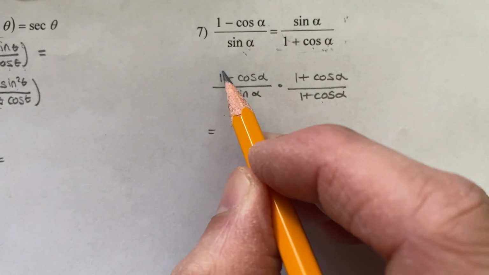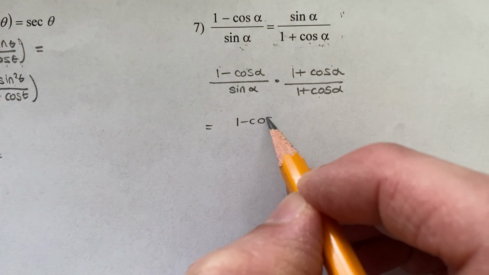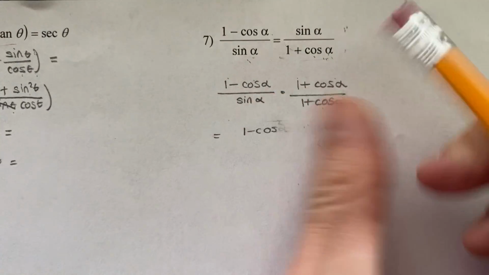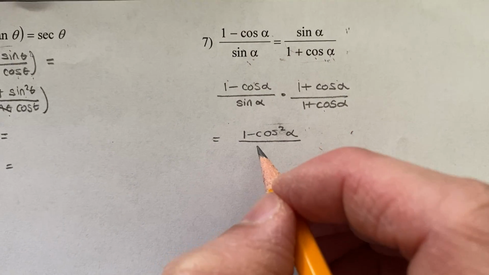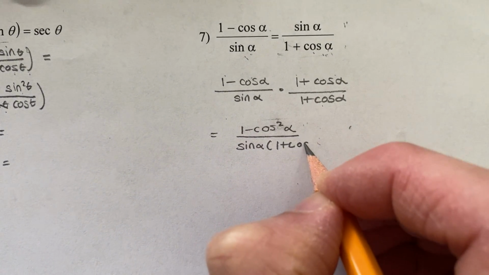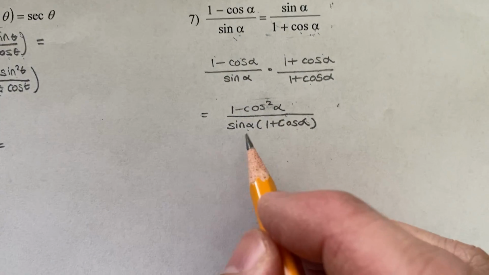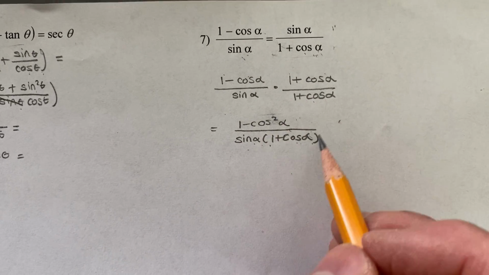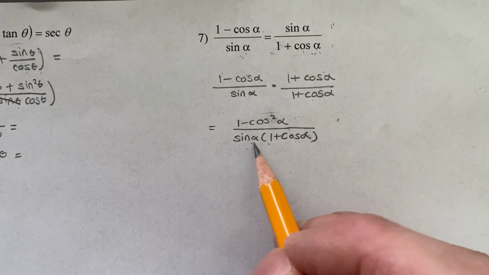And in my numerator, I have a minus b times a plus b, which is a squared minus b squared. So this is 1 minus cosine squared alpha. Let me erase that, make it a little bit more clear. 1 minus cosine squared alpha. And I have sine alpha times 1 plus cosine alpha. Now notice I did not distribute my sine alpha times 1 plus cosine alpha. Of course, if I distribute, I get sine alpha plus sine alpha cosine alpha. The reason is because I want to cancel out this sine alpha. If I want to cancel out, it makes no sense to distribute it.